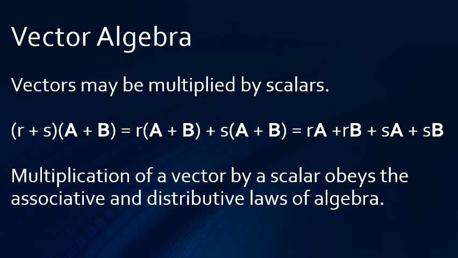We need to take note that r and s are scalars. So this is multiplication of vectors by scalars. It is different when we multiply a vector by a vector, which we will discuss later on. So here, if we multiply a scalar by a vector, it's just like what we learned before. We just apply the associative and distributive laws.